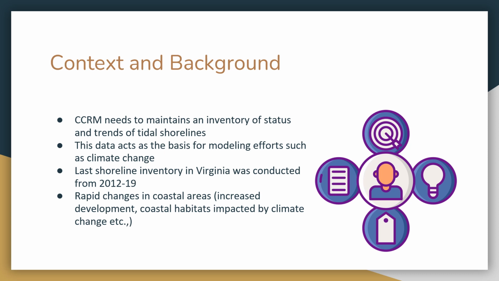This data serves as vital baseline information to aid in shoreline management and enhance decision making for local and state governing bodies. Such datasets form the foundation for numerous modeling tasks related to climate change, addressing ecological and socio-economic aspects. The most recent shoreline inventory in Virginia spanned from 2012 to 2019.